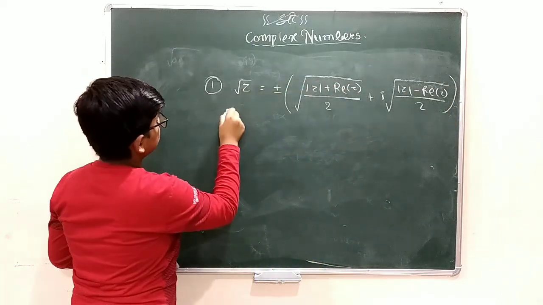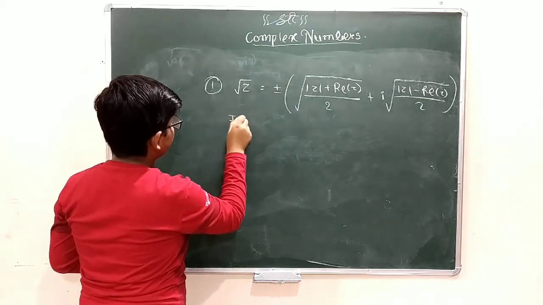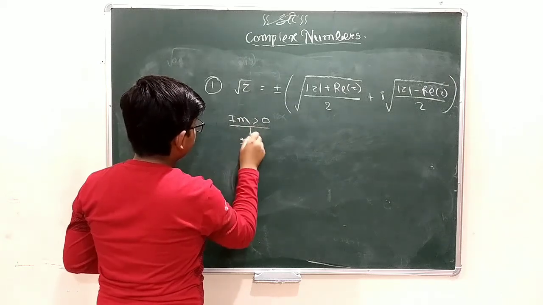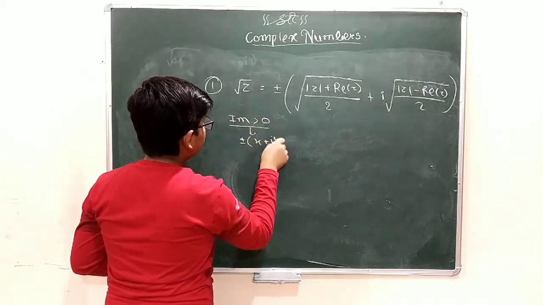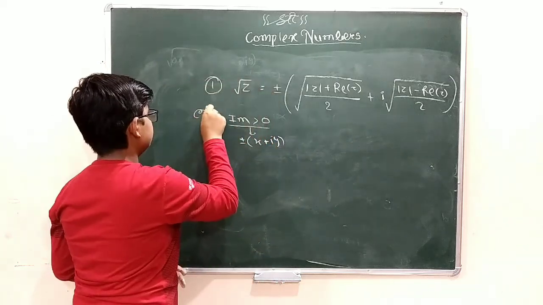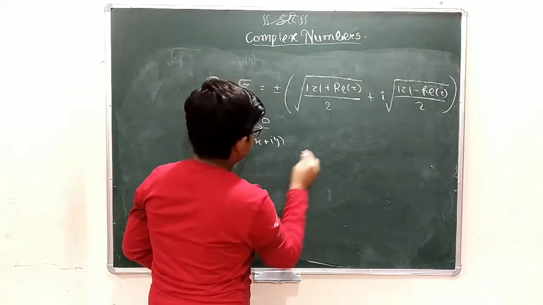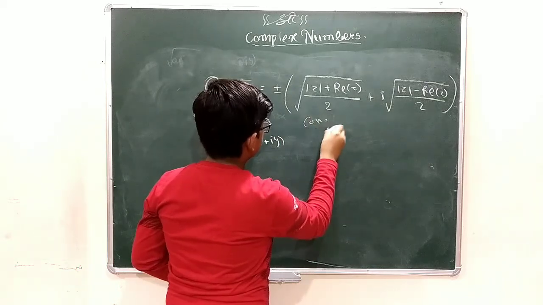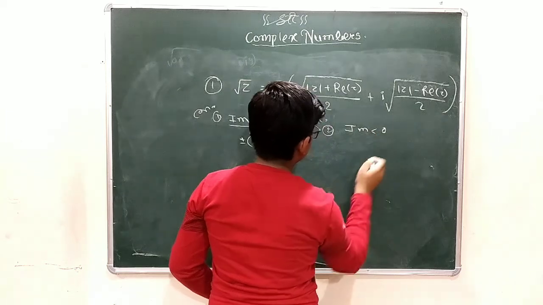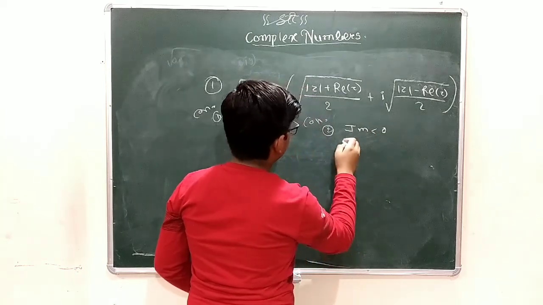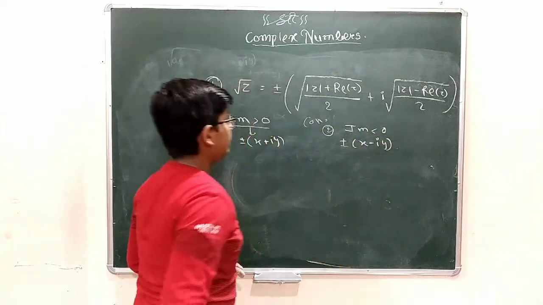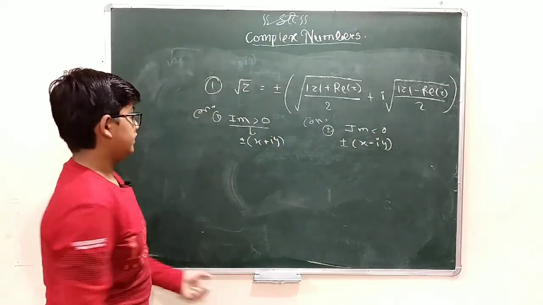Now what are the conditions? First condition: if the imaginary part is greater than 0, then the answer will be in the format of plus or minus (x + iy). Second condition: if the imaginary part is lesser than 0, then the answer will be in the format plus or minus (x - iy). This is the first thing that we have learned, and we also proved it.